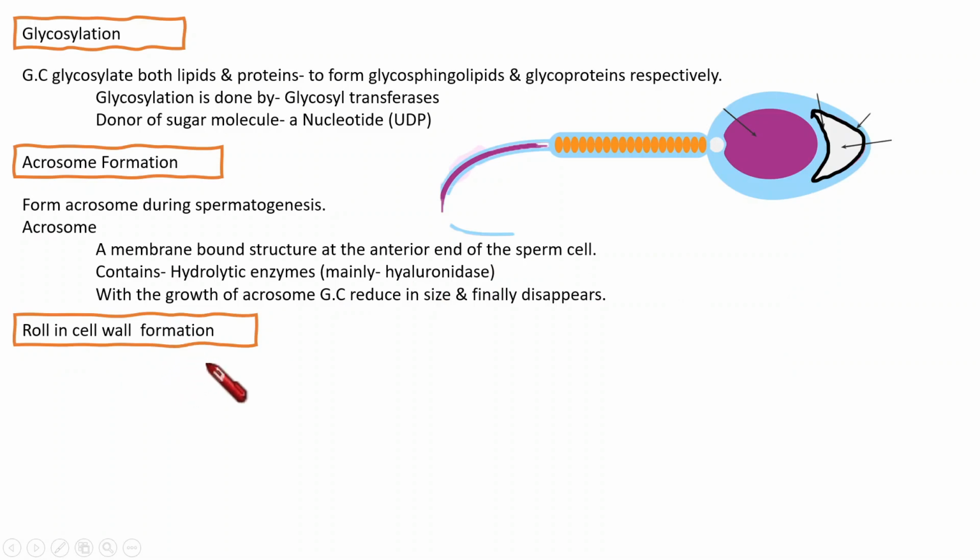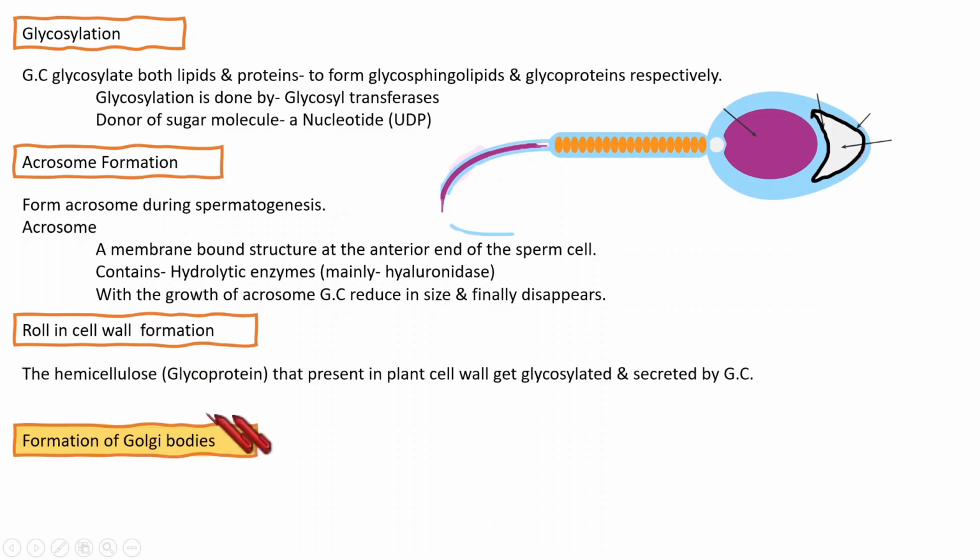In cell wall formation in plants, what is the role of the Golgi complex? In the plant cell wall, there is a glycoprotein. What's the name of that glycoprotein? It is hemicellulose. And that hemicellulose glycoprotein undergoes glycosylation inside the Golgi complex. After glycosylation, the Golgi complex itself secretes this hemicellulose to form the cell wall of the plant.